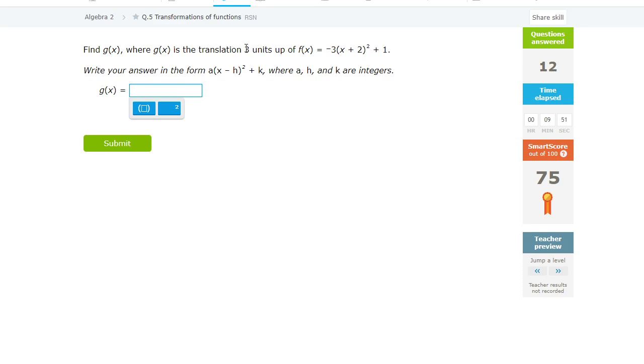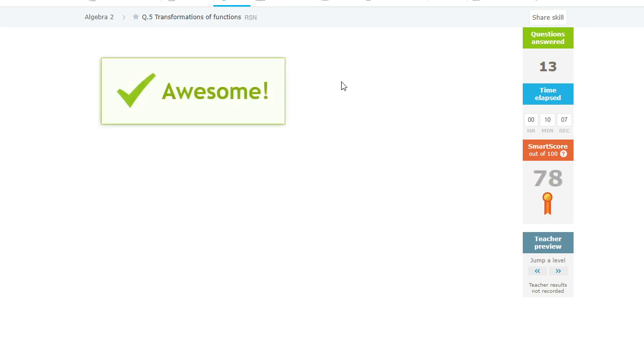Okay. This one was translated 3 units up, so the number outside, I'm going to be adding 3 to it. So then everything else stays the same, not touching it. I'm just going to be adding 3 to the value outside, so 1 plus 3, that's plus 4.